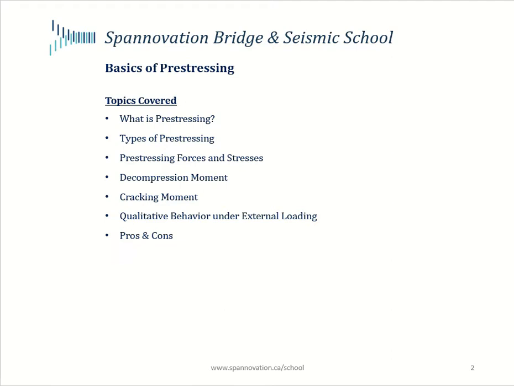Here are the topics that we will cover in this chapter. I'll first start with the purpose of this technology and how it works. Then we'll look into the two main types of prestressing options and how they differ from each other. Then, using the example of a simple prismatic beam, we will derive how prestressing produces an internal stress state that counteracts demands from external loads. We will understand the concepts of decompression moment and cracking moment. And finally, review the qualitative changes in stress state as the external loading increases, before concluding with the pros and cons of this technology.